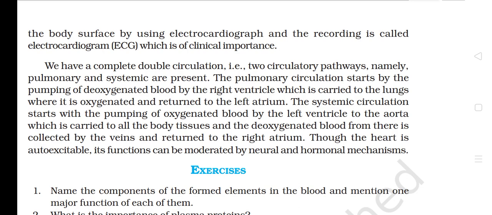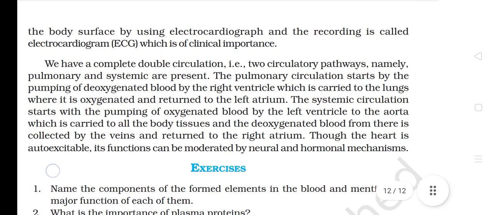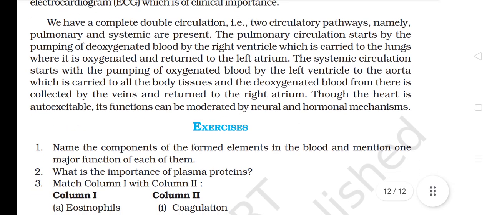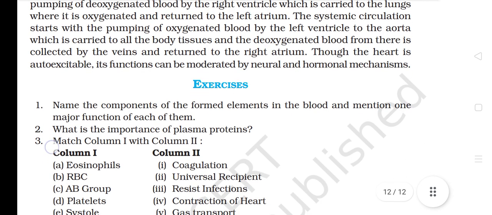We have a complete double circulation, that is, two circulatory pathways, namely pulmonary and systemic, are present. The pulmonary circulation starts by the pumping of deoxygenated blood by the right ventricle, which is carried to the lungs where it is oxygenated and returned to the left atrium. The systemic circulation starts with the pumping of oxygenated blood by the left ventricle to the aorta, which is carried to all the body tissues, and the deoxygenated blood from there is collected by the veins and returned to the right atrium. Though the heart is autoexcitable, its functions can be moderated by neural and hormonal mechanisms.